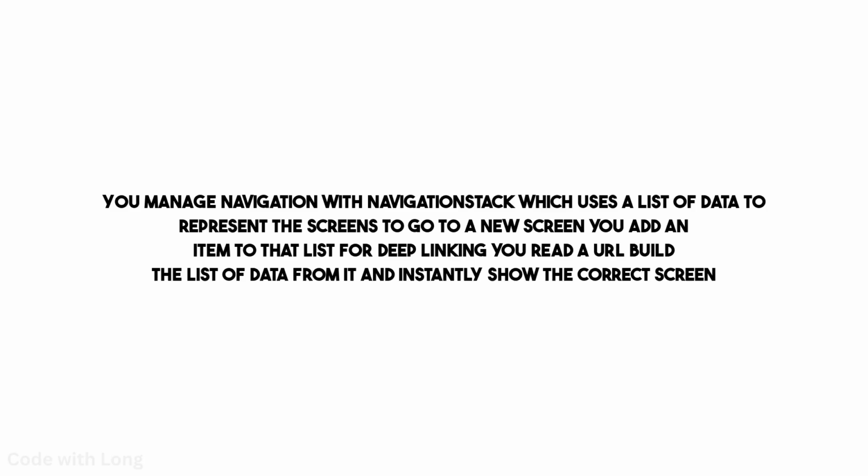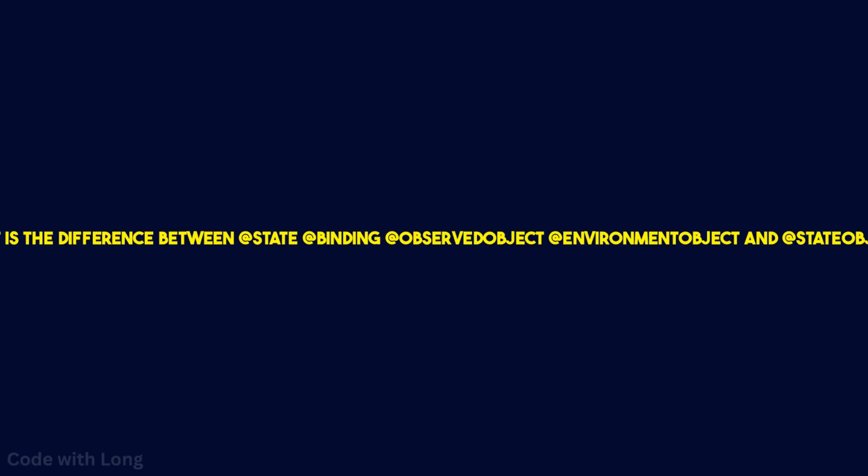To go to a new screen, you add an item to that list. For deep linking, you read a URL, build the list of data from it, and instantly show the correct screen. What is the difference between @State, @Binding, @ObservedObject, @EnvironmentObject, and @StateObject?